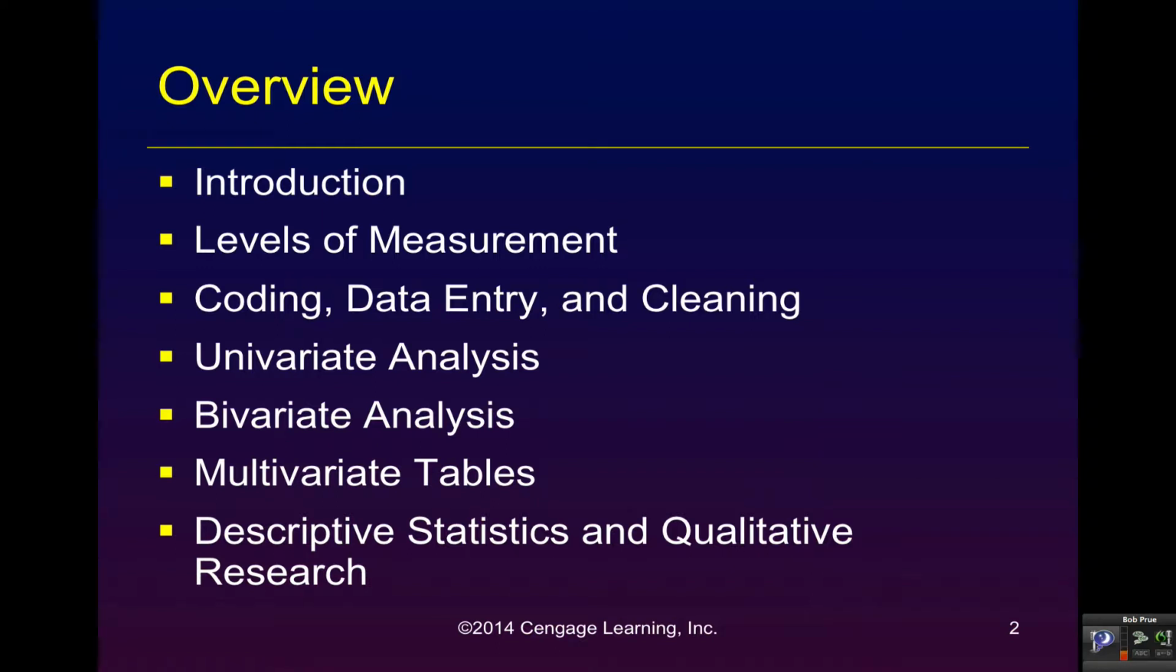Chapter 21 gives us an introduction to quantitative data analysis, and in this podcast we will be going over the basics. What we mean by levels of measurement, some data housekeeping best practices, univariate analysis, or analysis when we only have one variable, bivariate analysis, which is two variables informing our analysis, and multivariate tables, which, as you might well guess, involves multiple variables. And finally, a little bit of discussion about the importance of descriptive statistics in your quantitative analysis and its relationship to qualitative research.